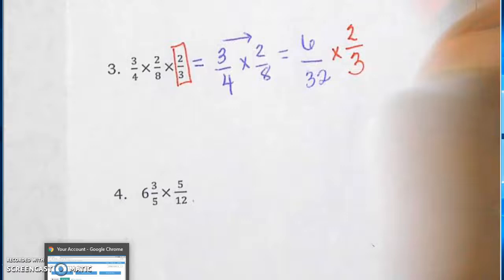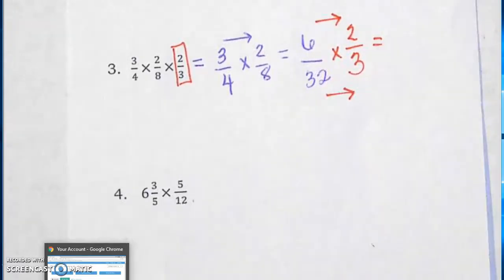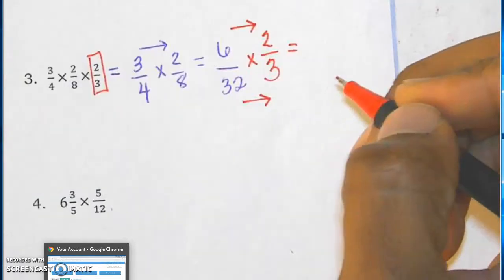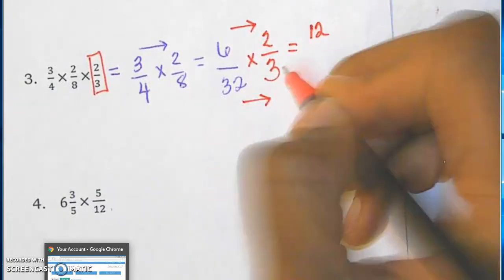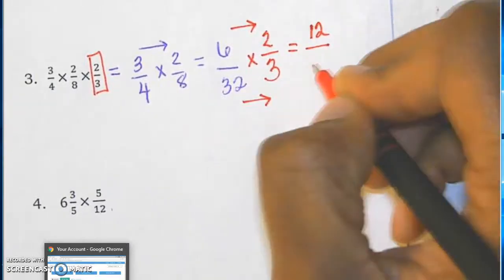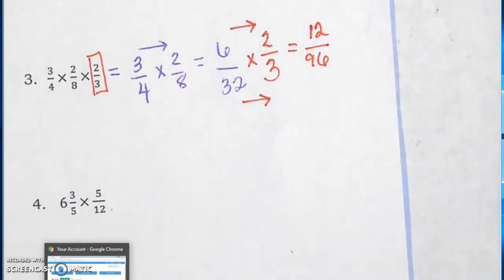And again, we're going to multiply straight across. We have 6 times 2, which is 12, and 32 times 3 is going to give me 96. Remember, if there is an option or a choice, you always want to simplify your fractions. So we want to simplify our fractions.